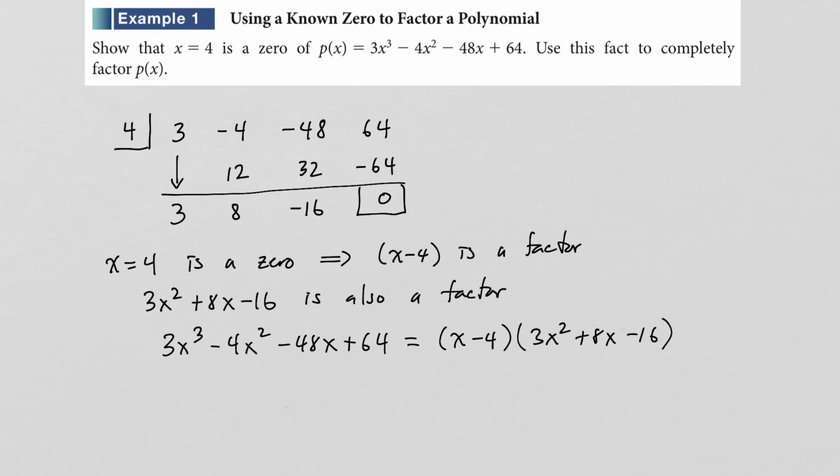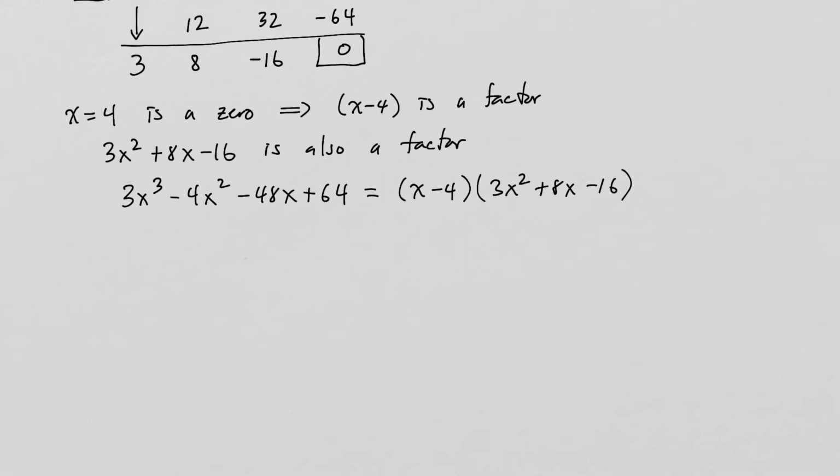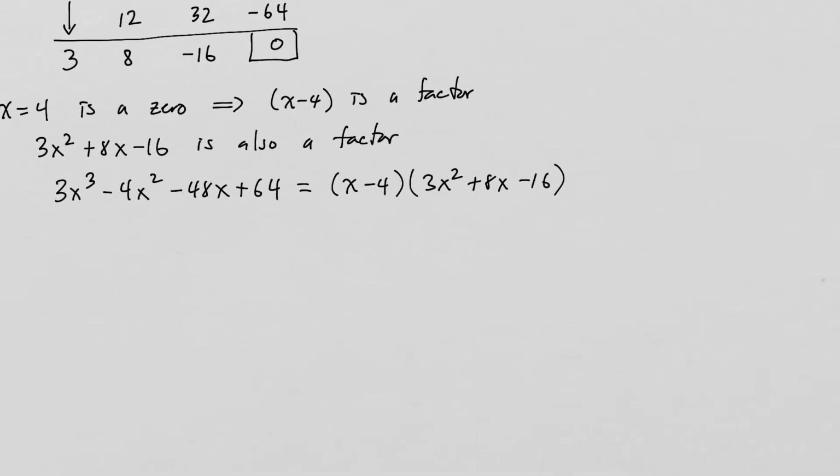So what's important to note here is that we used synthetic division to help us factor a polynomial. Now again, keep in mind, you only get factors when the remainder is 0. But they want us to factor this polynomial completely. So we're going to take this other factor and factor it. To do that, we don't have to use synthetic division. We can just use our good old factoring technique. We can use the magic x.